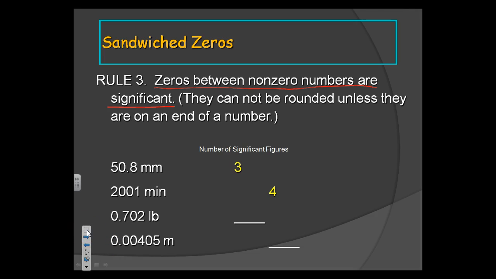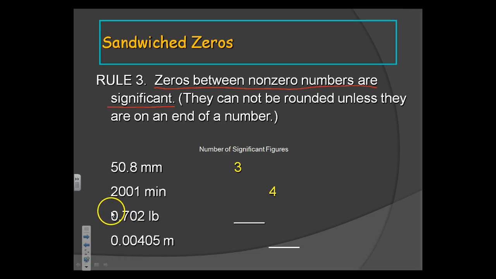Rule number 3 involves sandwich zeros. Zeros between non-zero numbers are significant. So, if you have a 0 between non-zero digits, they are considered significant. So this number has 3 sig figs. You can see from this example, it doesn't matter how many zeros there are in between, as long as they are bookended by non-zero digits, then they are considered significant. So this number has 4 significant figures.